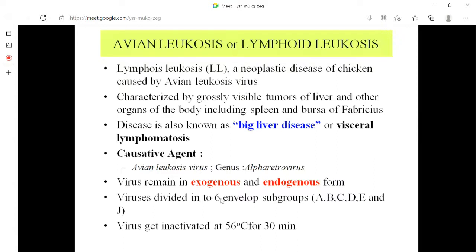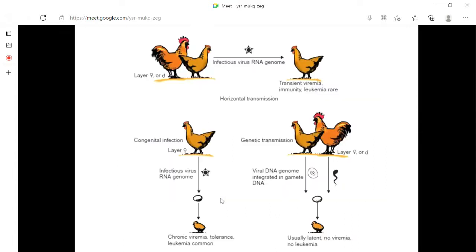So this is caused by the avian leukosis virus under the alpha retrovirus genus. This virus may remain in two forms, exogenous and endogenous. This understanding is essential for you: exogenous and endogenous. Exogenous refers to lateral transmission.